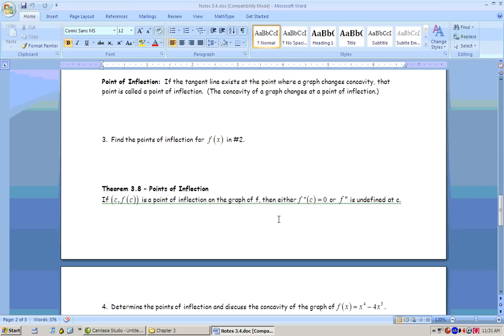So if you go all the way back to those points that I put on the very first graph on the first page, those were my points of inflection. I just wanted to identify those. So where f changes concavity, then you have points of inflection. So this part right here is really what you need to think about. So find the points of inflection for f of x in number 2.